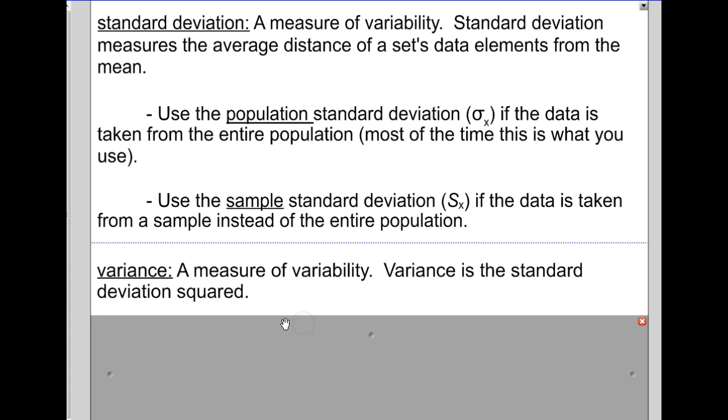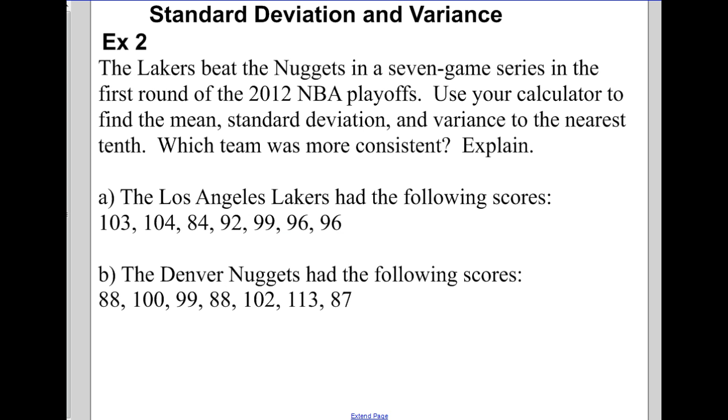And finally, the variance. The variance is a measure of variability. It's simply taking the standard deviation and squaring it. So let's use our knowledge of standard deviation and variance to ask a question. Which team was more consistent?